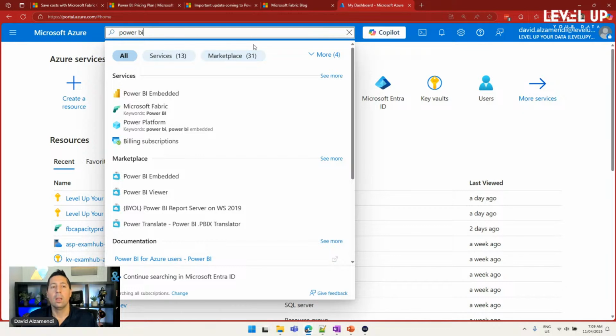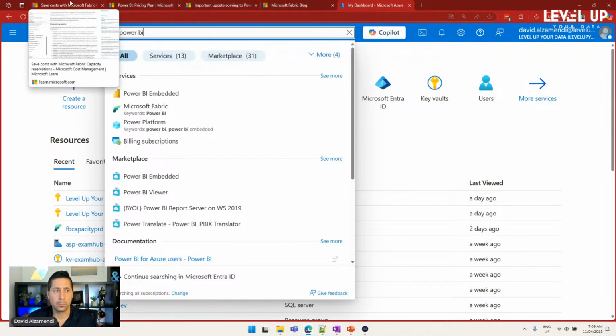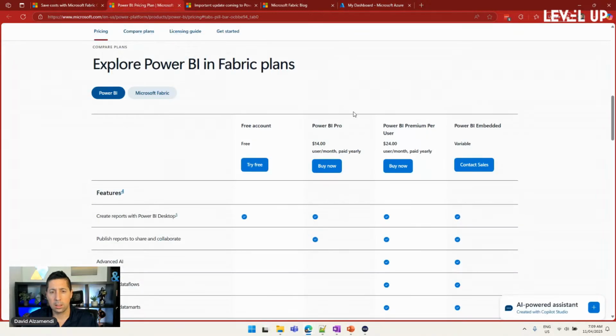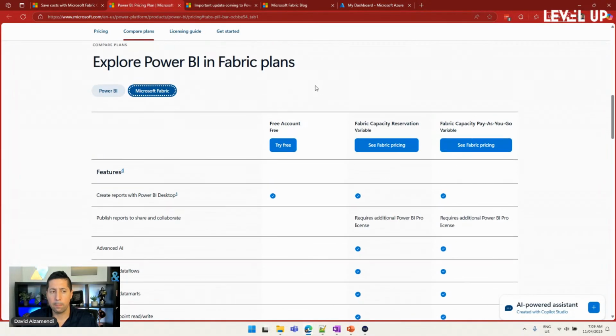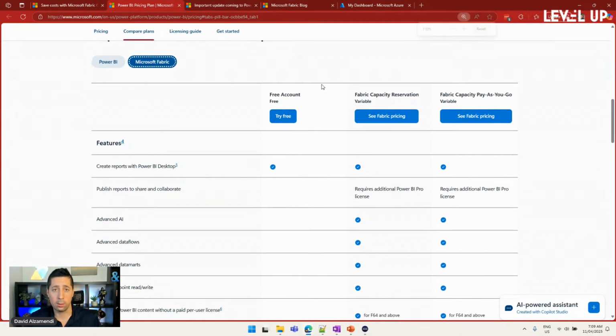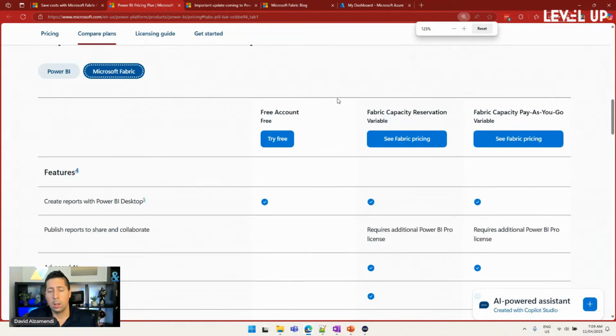All right, let's forget about that. Let's go back to pricing. What do we get with Fabric? You have two different models that you can follow. One is the reservation, and the other one is the pay-as-you-go model. And within those models, you can get different SKUs. We are going to look at that.